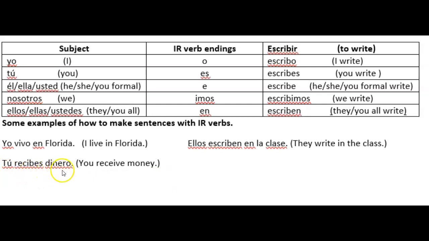Tú recibes dinero. The verb recibir ends in IR. And since we're talking about tú, the ending changed to ES. So tú recibes dinero. So now that we've gotten some of the verb conjugations down, we can practice making sentences using vocabulary from last year. We know the verb comer means to eat. So if I want to say I eat, yo como.